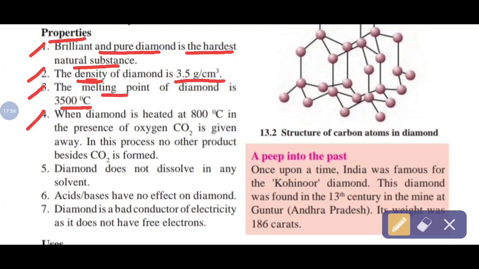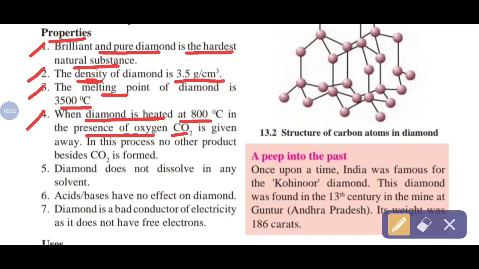The fourth property is, when diamond is heated at 800 degrees Celsius in the presence of oxygen, then what happens? Carbon dioxide, CO2, is given away, because what is present in diamond? Only and only carbon atoms, nothing else is inside. So diamond is a pure form of carbon, remember.